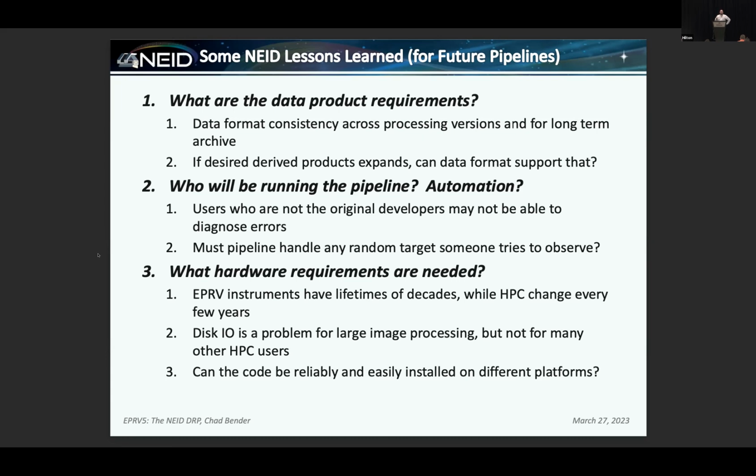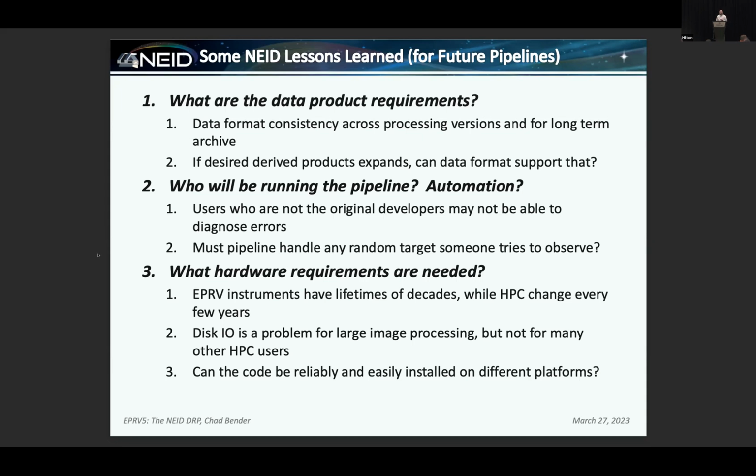You also have to think about, well, what if we want to add a new feature to the pipeline, or a new feature to the data product? Does putting that in break the existing archive? We had this problem a year ago with some of our exposure meter data, adding it in, something we'd overlooked originally, and it was going to break the NEID archive. And we had to figure out how to get around that.